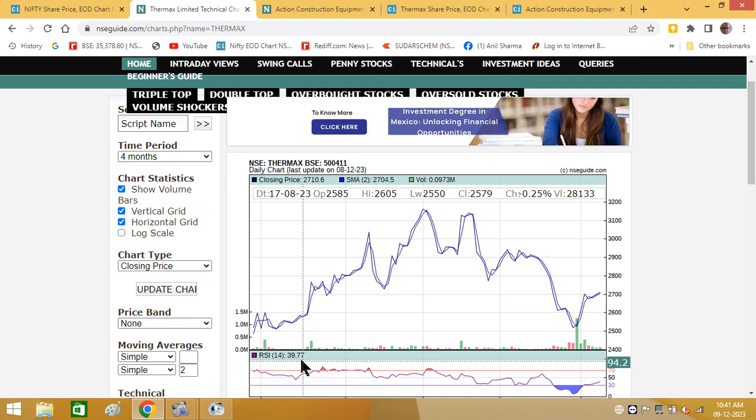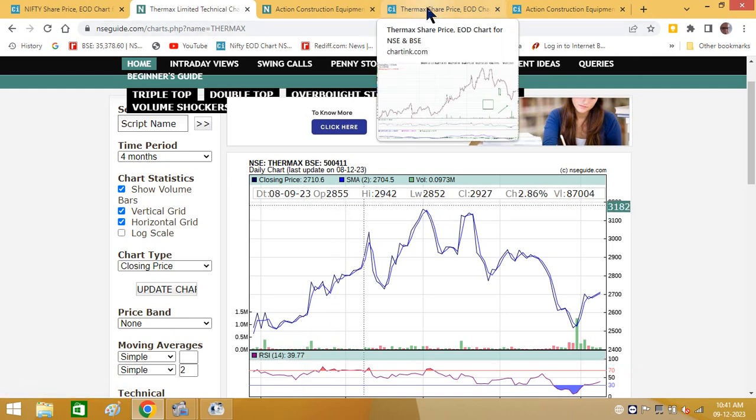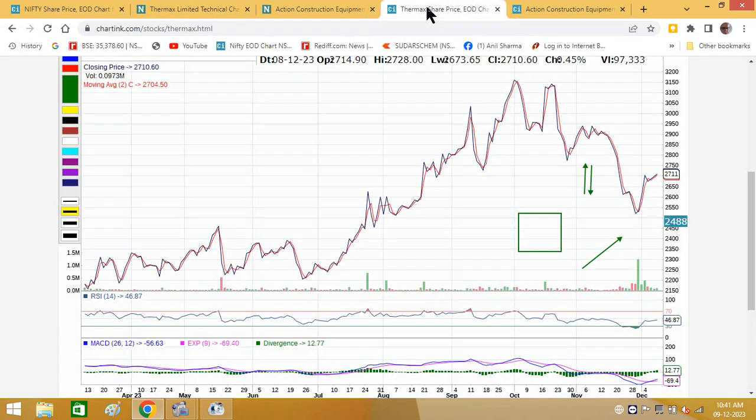Right now, Thermax, friends, you just see here it is showing RSI is 39.77 with one formula, and now I will show you the same thing with the calculation, because the formula is different, how it works. Now here you see it is 46.87. You can see here 46.87, same day trading which has ended. Therefore, because the formulas are two, the RSI value is differing.